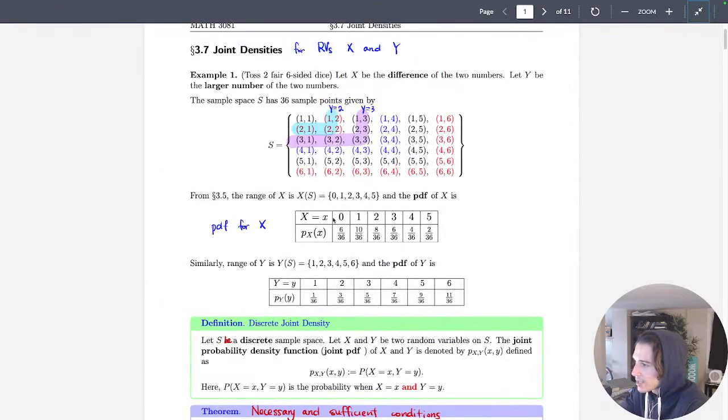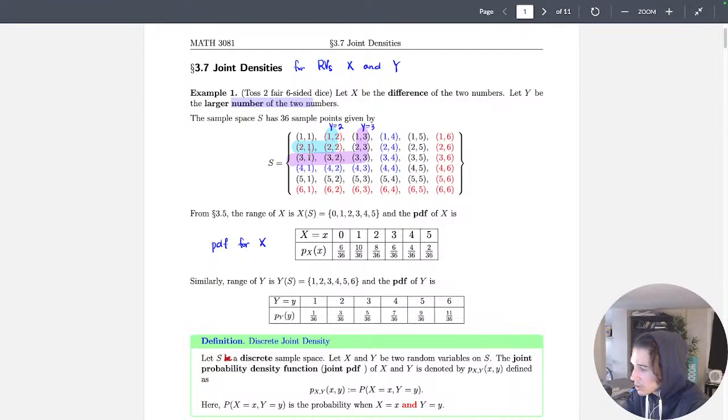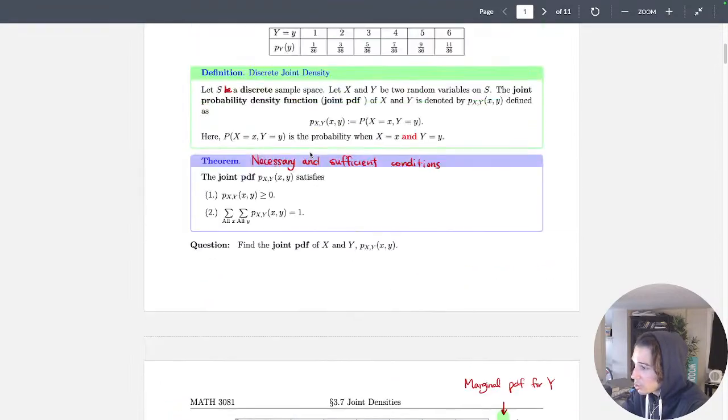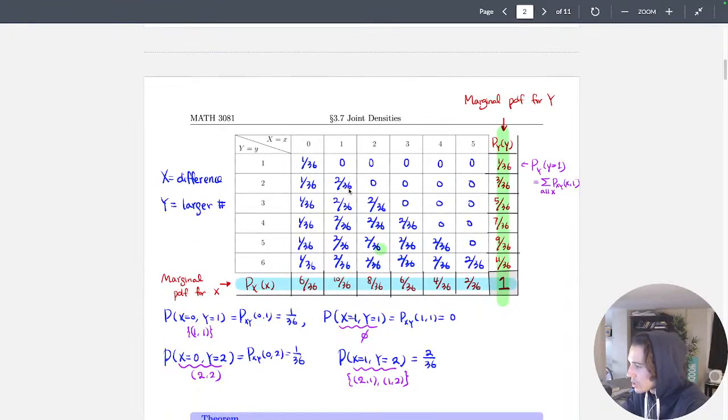We know that x is going to equal 0, 6/36 of the time, because x is the difference. Y is going to equal 1. The range of y, what is y again? Y is the larger of the two numbers. So how often out of 36 will the difference equal 0 and will the larger one equal 1? Well, that's only going to happen for 1, 1. Okay, this makes sense.